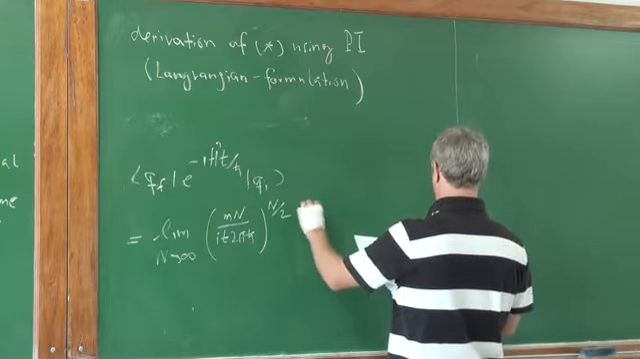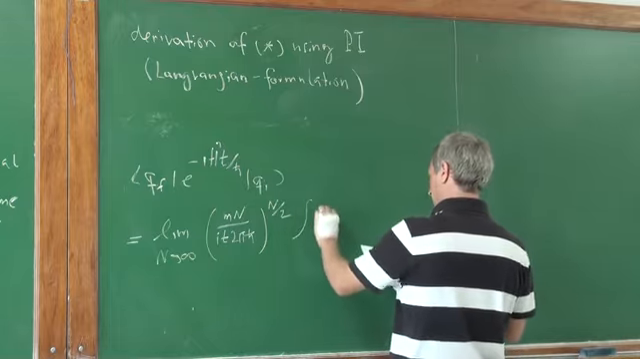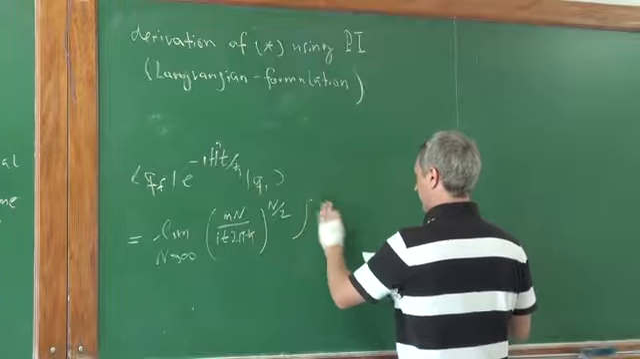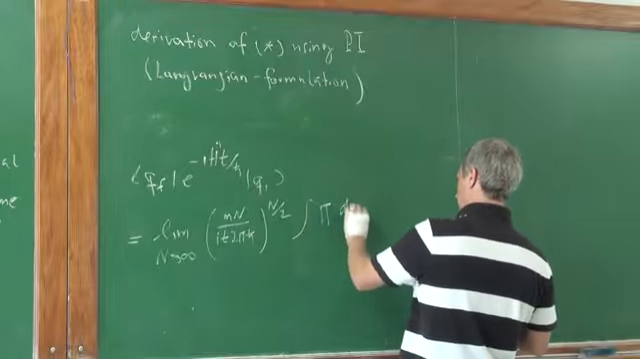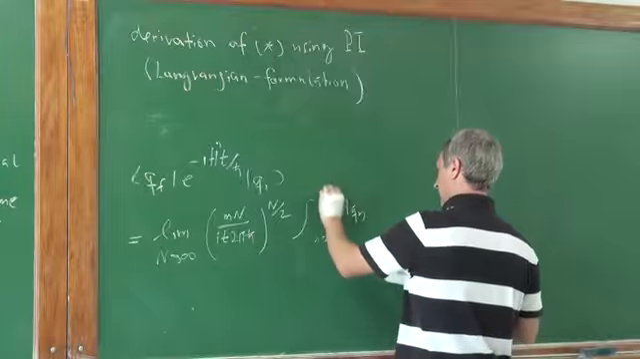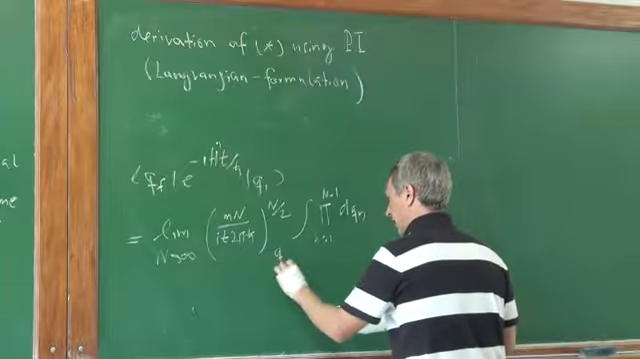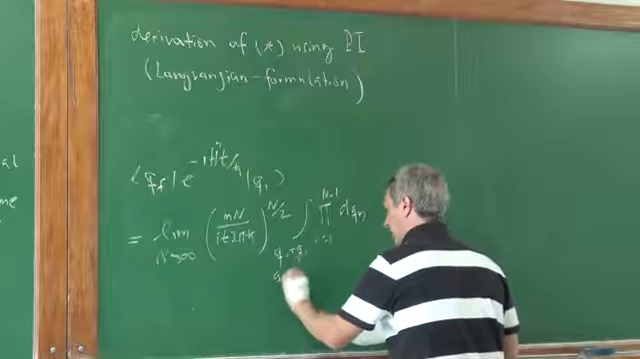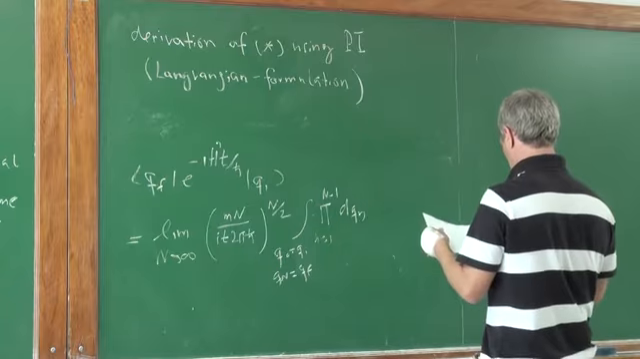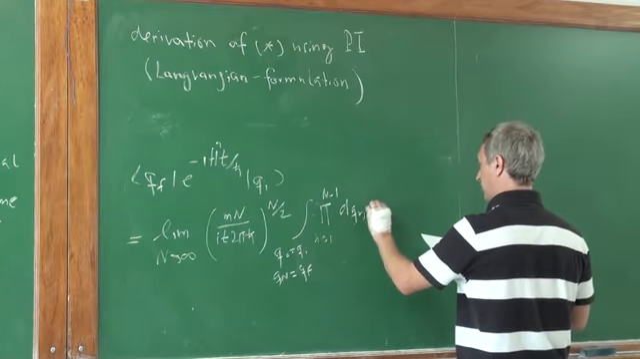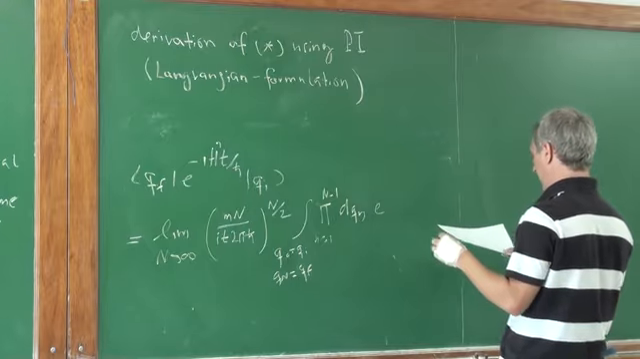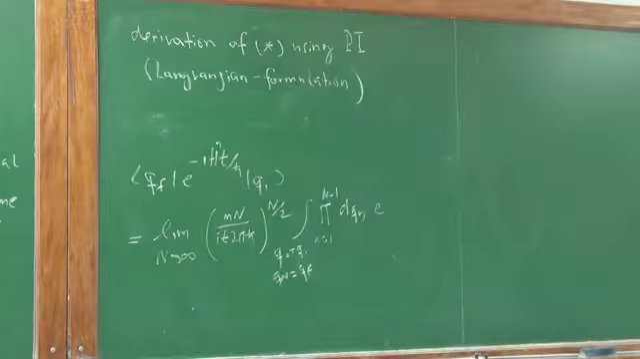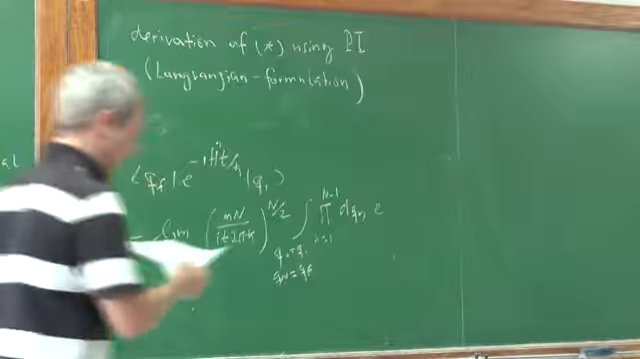And then the integral with boundary conditions: Q0 is Q initial and Qn the final. And then we have the exponential of the action in Lagrangian formulation, which is here written in the discretized version.